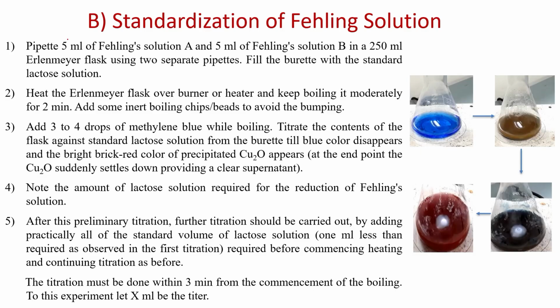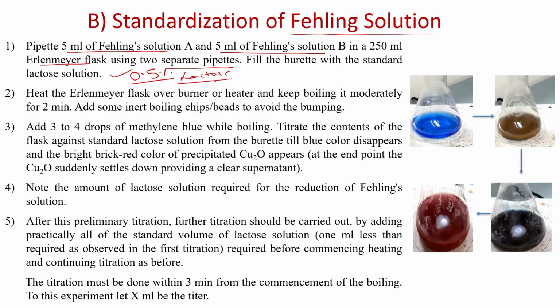Okay, so what are the procedures? First, we have to standardize the Fehling solution. We have Fehling solution A and B. So we pipette 5 ml of Fehling solution A and 5 ml of Fehling solution B into a 50 ml Erlenmeyer flask using 2 separate pipettes. Fehling solution A is copper sulfate, and B is sodium potassium tartrate. Fill the burette with the standard lactose solution, which has 0.5% lactose.